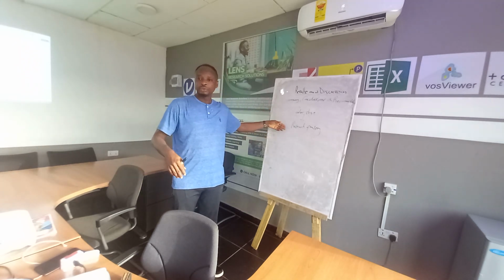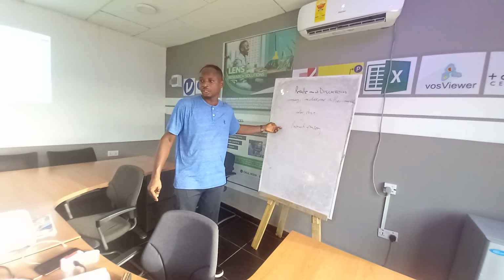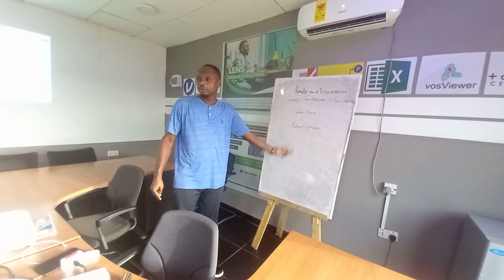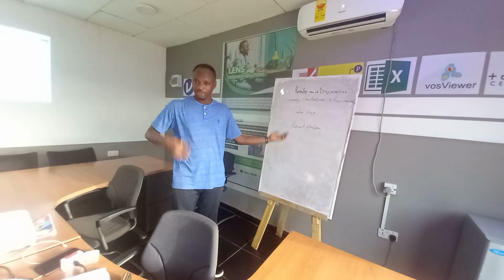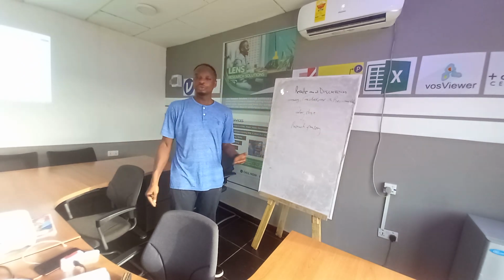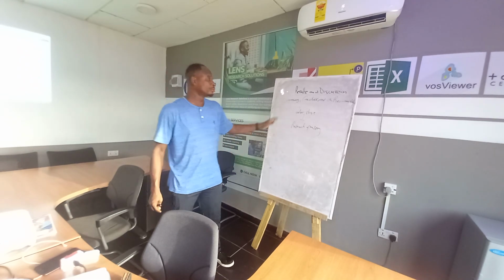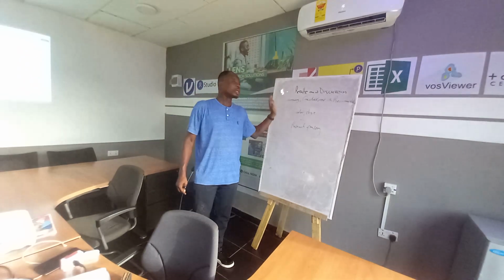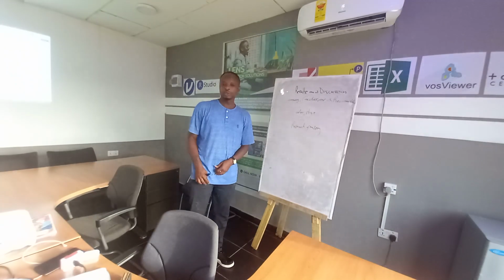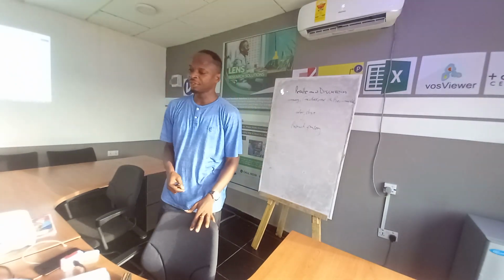If you have objective 2, you must have summary for what? Objective 2, conclusion for objective 2, and recommendation for what? Objective 2. That is how it should be. So for each of the objectives, you should be able to deal with them in this perspective. So quickly, let's look at what we mean by summary.